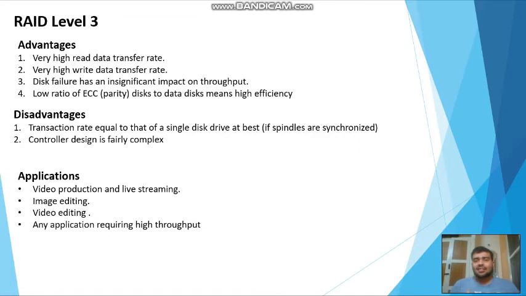RAID level 3 has its own set of disadvantages. Firstly, the transaction rate is equal to a single disk drive at best. That means that if all disks have to be synchronized at a point, they cannot perform the entire function in parallel, and you have severe restrictions on the amount of functions that they can perform, which is a significant disadvantage of RAID level 3. The controller design can also be fairly complex compared to RAID level 0, 1 and 2. That means RAID level 3 is a bit more complex to actually achieve.